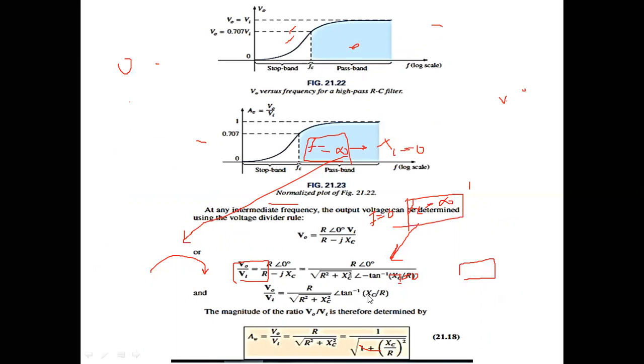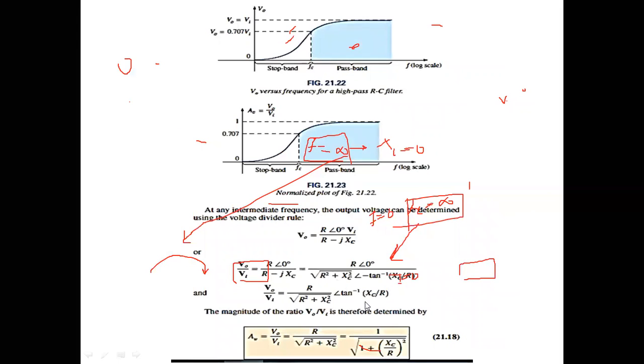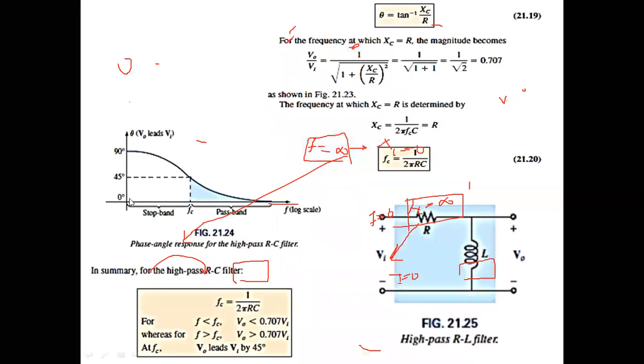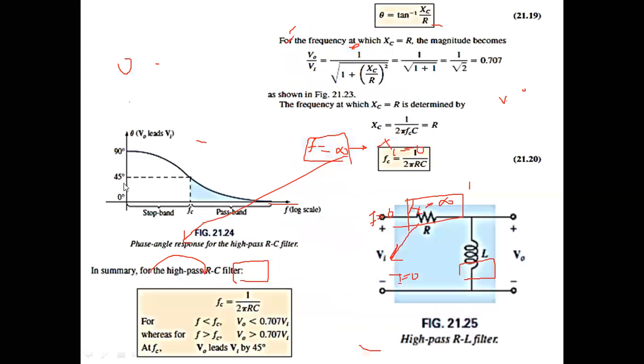Similarly, for high frequencies, X is equal to 0, and that means tangent inverse 0 is equal to 0. For higher frequencies this will be equal to 0, and for the low frequencies, tangent inverse of Xc over R will be infinity. This angle, X over R, will be equal to infinity, and tangent inverse infinity is equal to 90 degrees.